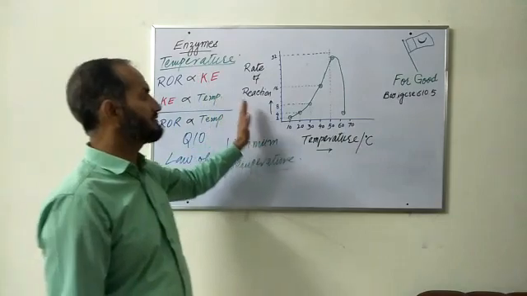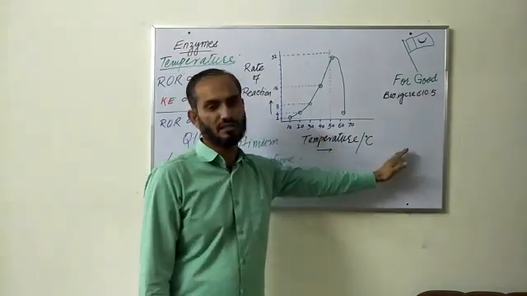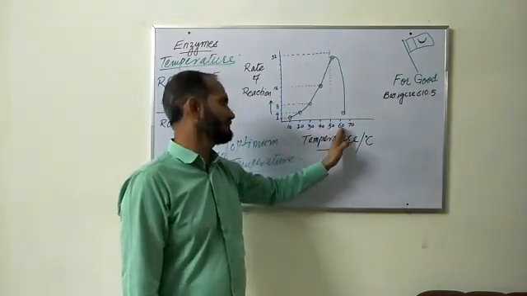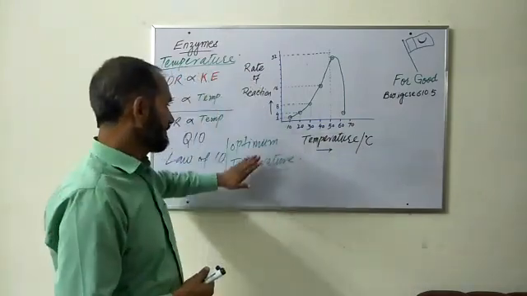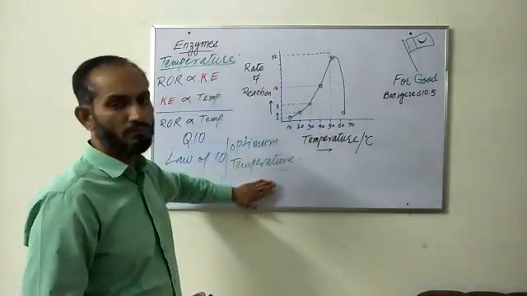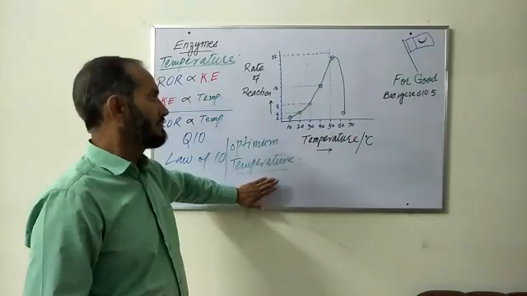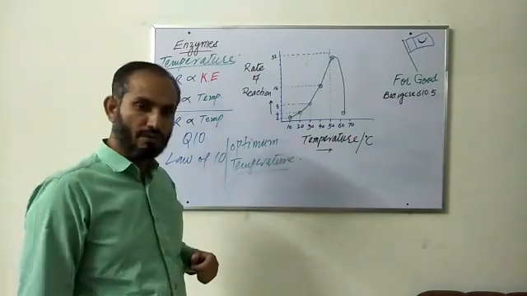No, kinetic energy will go on increasing by increasing the temperature even after 50 to 60 to 70. But rate is not further increasing. Maximum rate is at optimum temperature. What happens after optimum temperature?